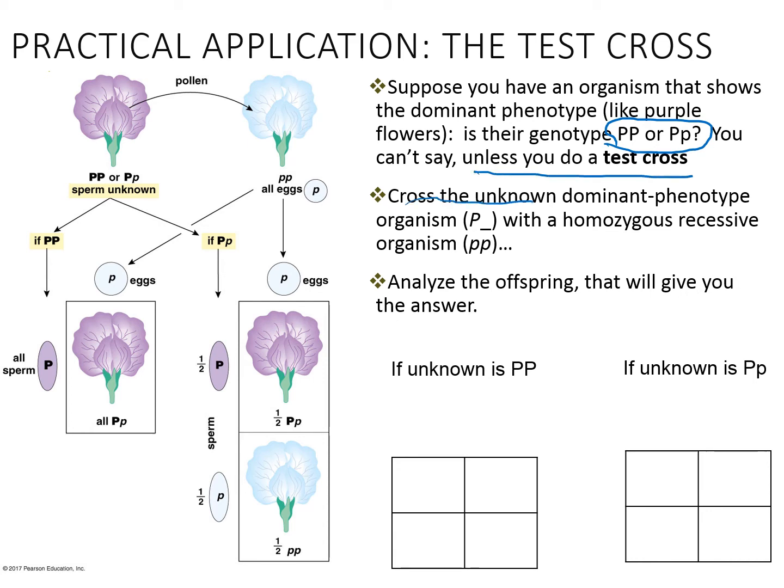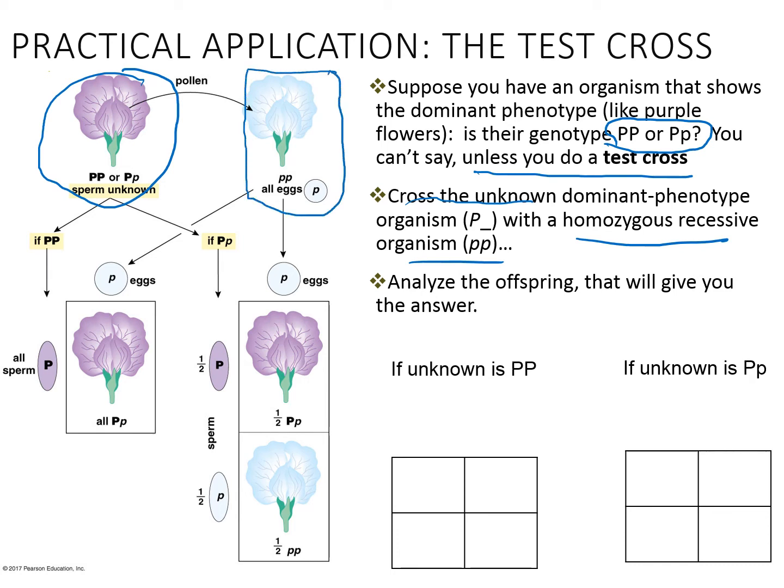You cross the unknown dominant phenotype organism, in this case, the purple one. I'm going to circle that now. That's the purple one. We don't know. Is it big P, big P, or big P, little p? And you cross it with a homozygous recessive organism. So why homozygous recessive? Well, firstly, if we know that purple is dominant to white, as soon as you see a white plant, you know what its genotype is. So there's no unknowns for this trait. It's little p for sure.